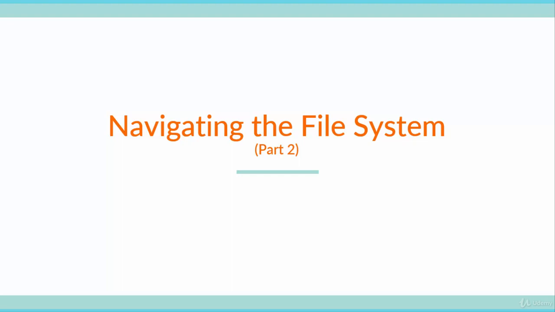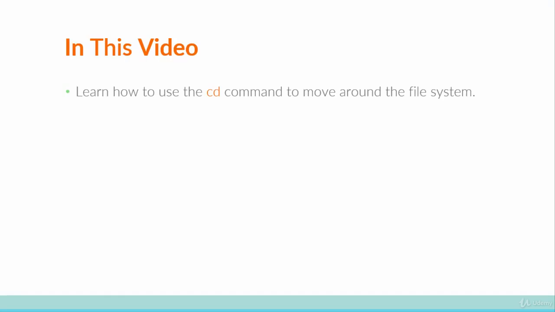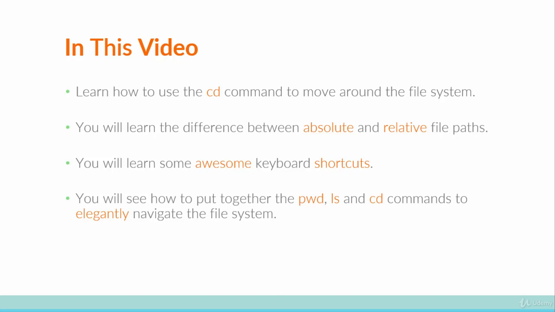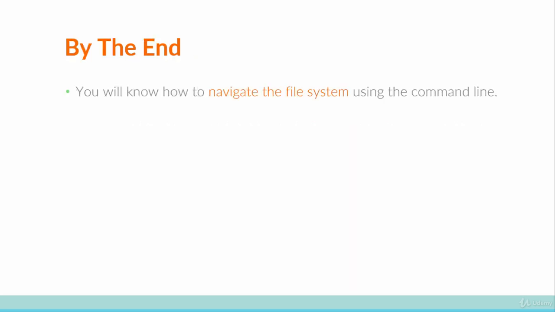So in this video we're going to build upon what we learned in the last video about using the pwd and the ls commands, but in this video you're going to learn how to use the cd command to actually move around the file system. You're going to learn the difference between absolute and relative file paths. You're going to learn some awesome keyboard shortcuts that'll make navigating the file system so quick and so easy, and you're basically going to see how you can put together the pwd, the ls and the cd commands to elegantly navigate the file system. And by the end of this video, you're going to know everything that you need to know about navigating the Linux file system using the command line.